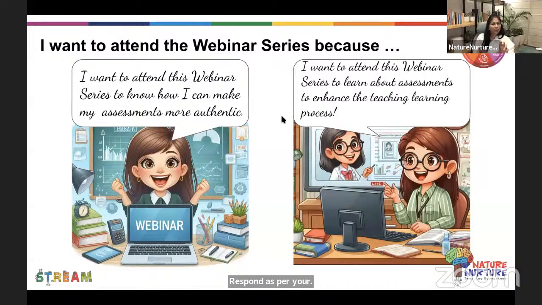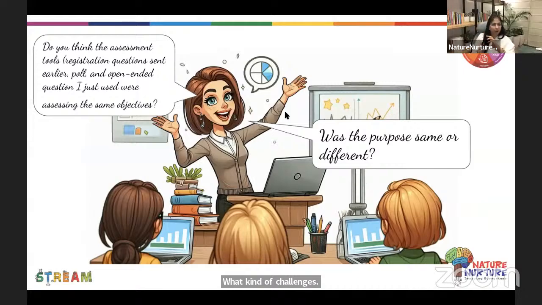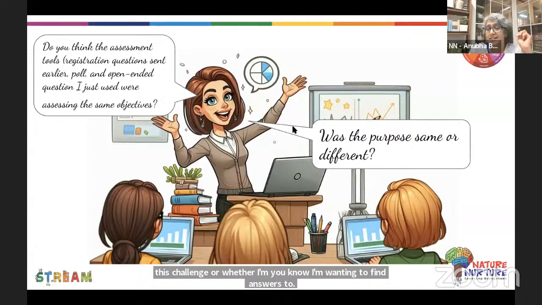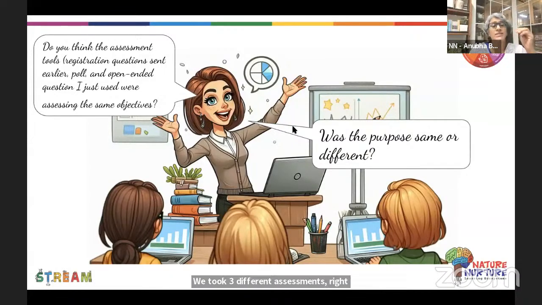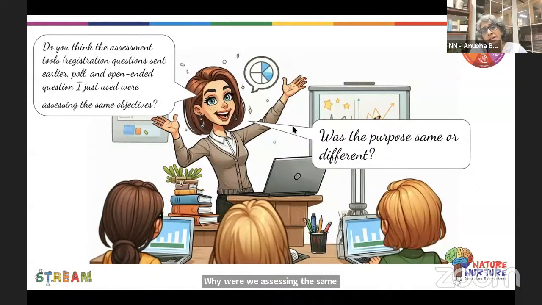you were given multiple choice questions. Even if you did not know what kind of challenges you may face, there were options for you to critically evaluate whether I face this challenge, whether I face that challenge, or whether I'm wanting to find answers. Ma'am, there is one question that I have over here. We took 3 different assessments, right? The question I have is, why were we assessing the same objectives? Was the purpose the same? Why did we do 3 different types of assessments?